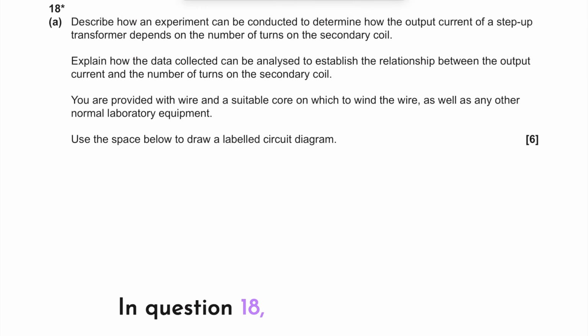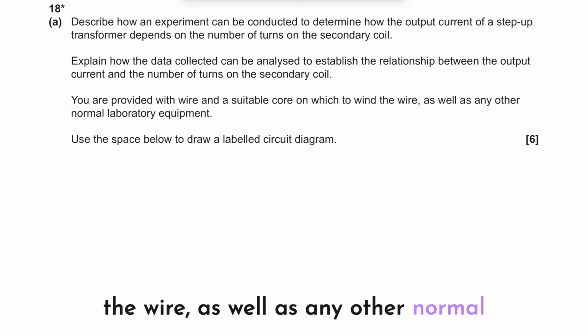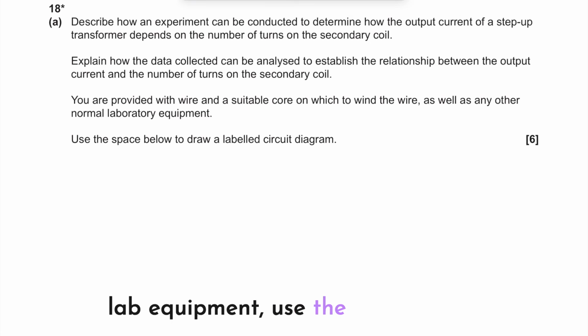In question 18, it says, describe an experiment to determine how the output current of a step-up transformer depends on the number of turns on the secondary coil, and explain how the data can be analyzed to establish the relationship between the output current and the number of turns on the secondary coil. We have been provided with the wire and a suitable core on which to wind the wire, as well as any other normal lab equipment.